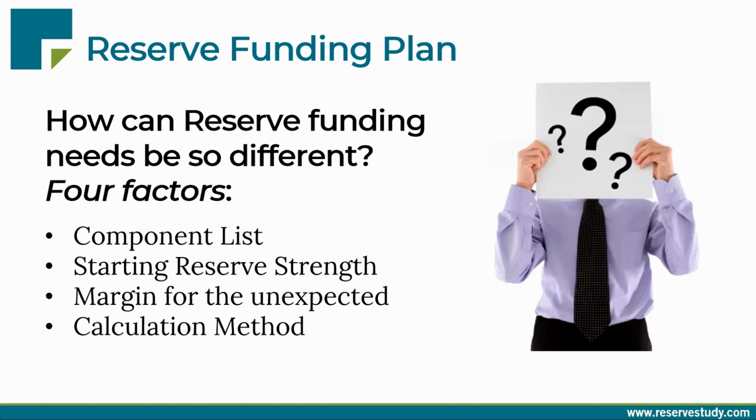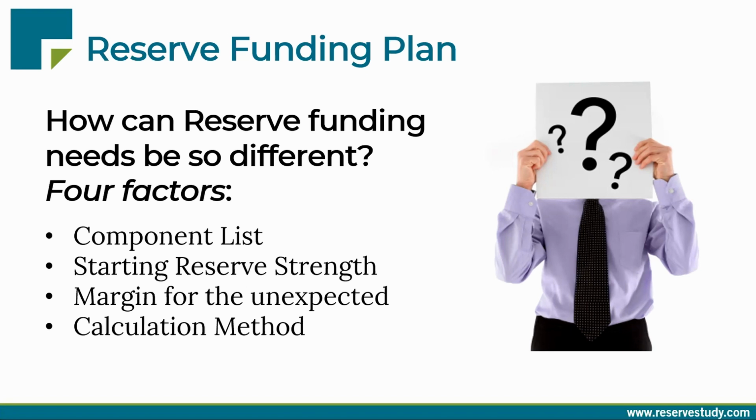Third is how much margin for the unexpected is right for your association. Basically, this amounts to how much you actually hate special assessments at your association and how much of a cash cushion you want to maintain. And fourth is the mathematical calculation tool used for crafting the funding plan. There are 2, the component method and the cash flow method. And making a wise choice is very important.